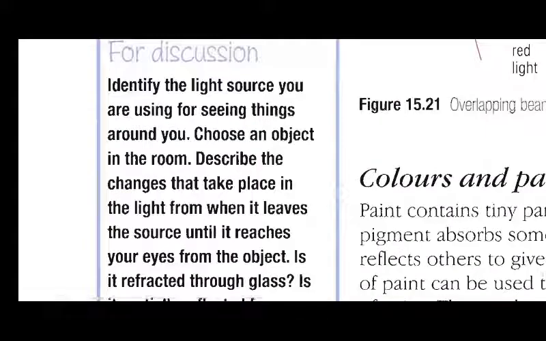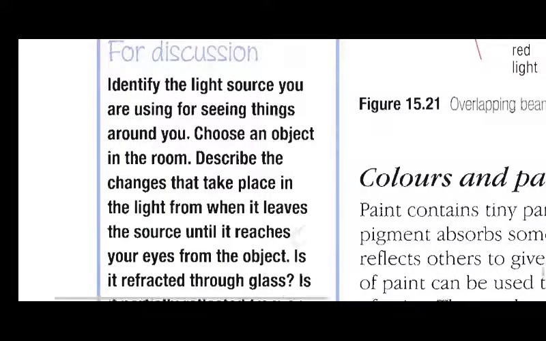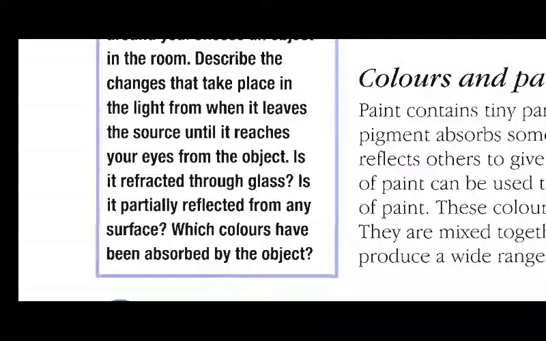So for discussion, identify the light source you are using for seeing things around you. Choose an object in the room. Describe the changes that take place in the light from when it leaves the source until it reaches your eyes from the object. Is it refracted through glass? Is it partially reflected from any surface? Which colors have been absorbed by the object? So this will be a perfect discussion. It will need maybe 100 words. I'm not very sure, but not less than 100 words.